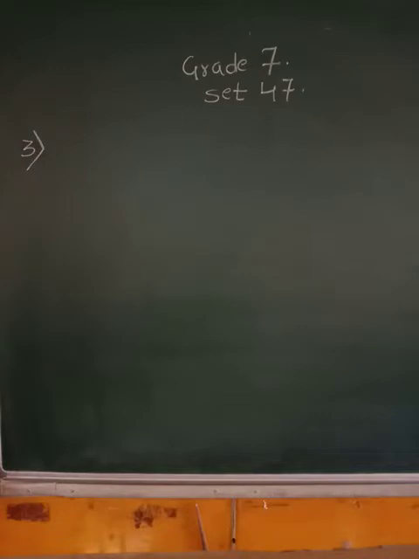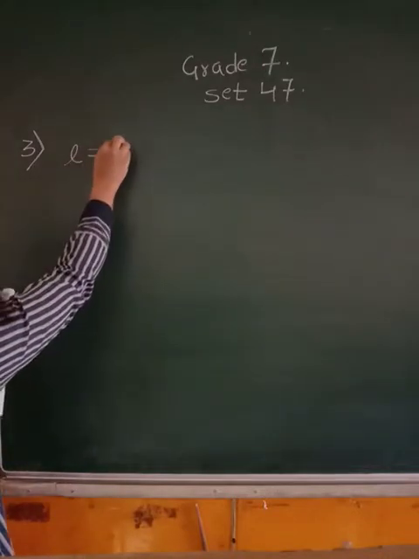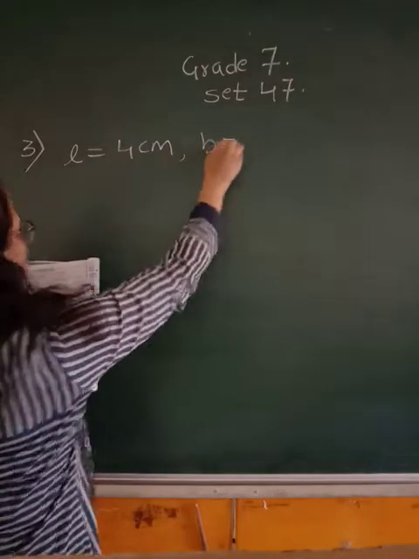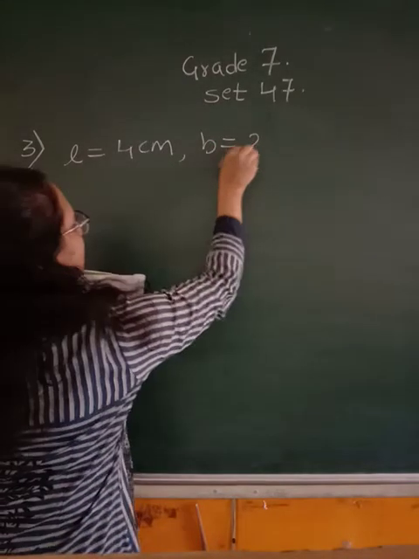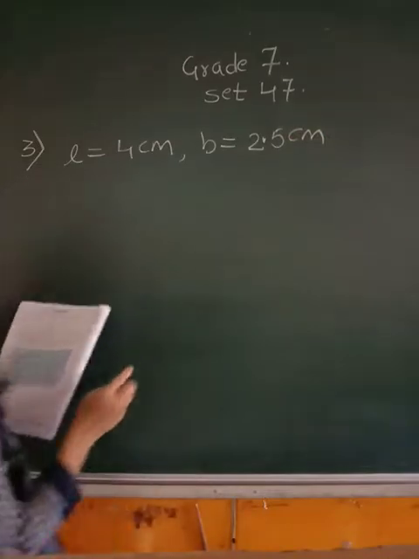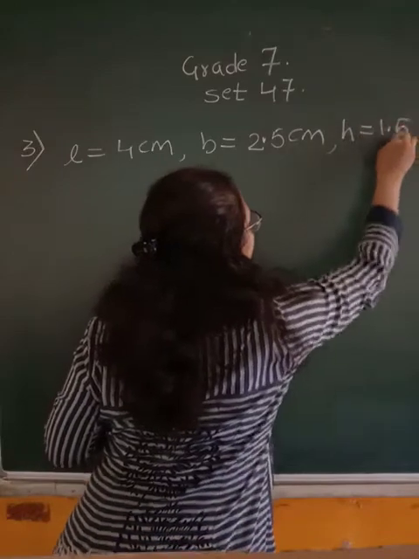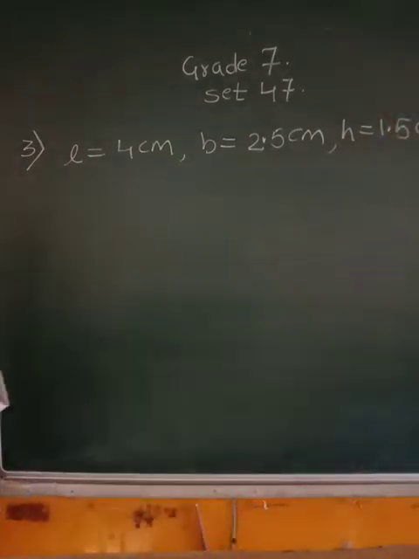Let's go for third question. So practice set 47, we are doing third question. I am reading the question for you first. A matchbox is 4 cm long, 2.5 cm broad and 1.5 cm in height. So let us write first what is given. Length is 4 centimeters. Okay. Breadth is 2.5 centimeters. And height is 1.5 centimeters. So these are the things which are given.